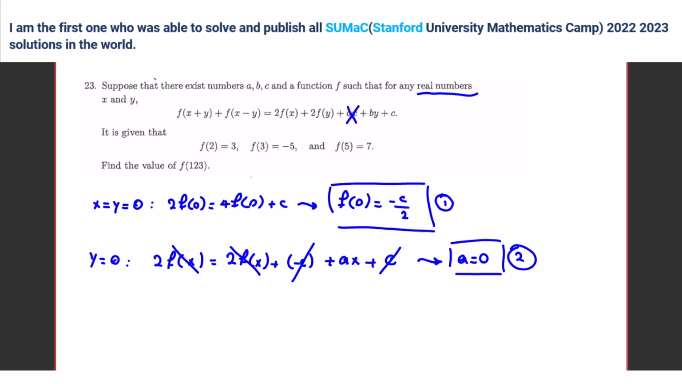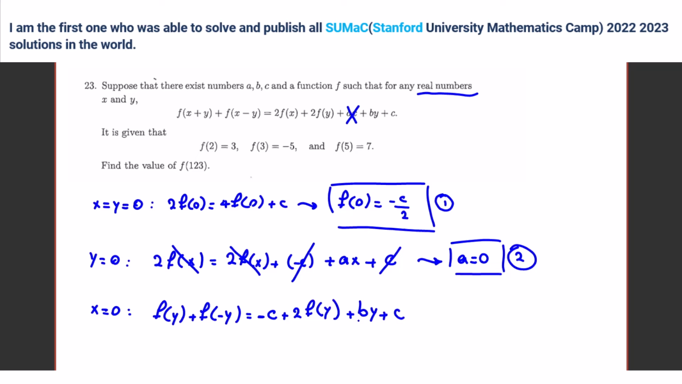Okay. Now, can you guess what we should consider in the next part? X equals 0. Yes, X equals 0. Then the left hand side is what? f of y plus f of negative y. What about the right hand side? Negative c plus 2 f of y. If you simplify, what can we conclude?